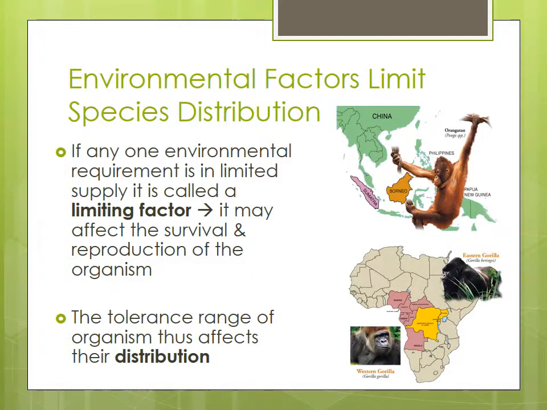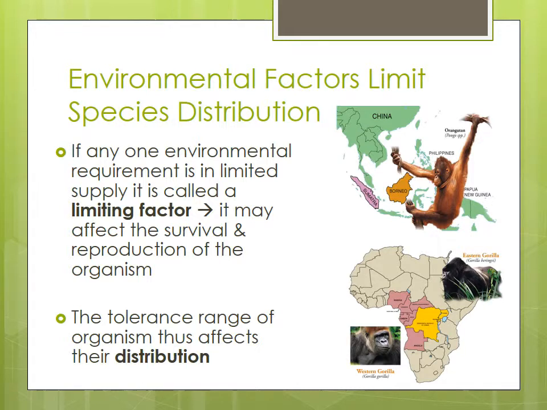Alright, so I'm assuming that you had a go and you answered that question and you didn't just keep going. What we're going to be looking at now is environmental factors and how these limit species distribution. What it's talking about in terms of species distribution is the spread of an organism over areas. So the distribution of it around a certain area, around Australia, around Asia, that kind of thing.